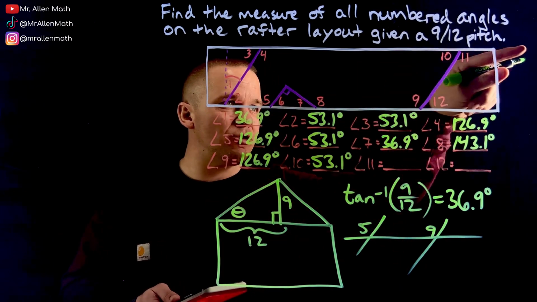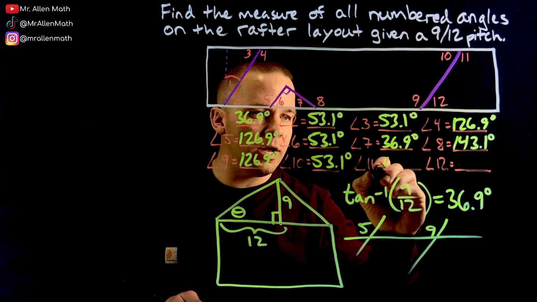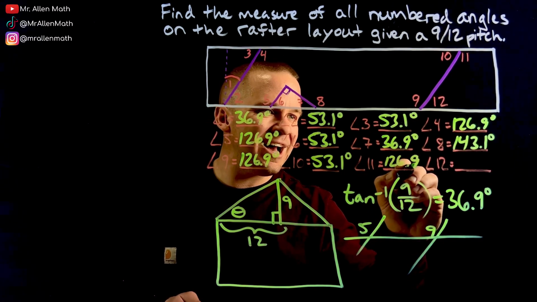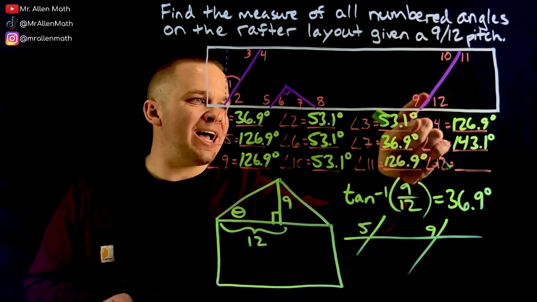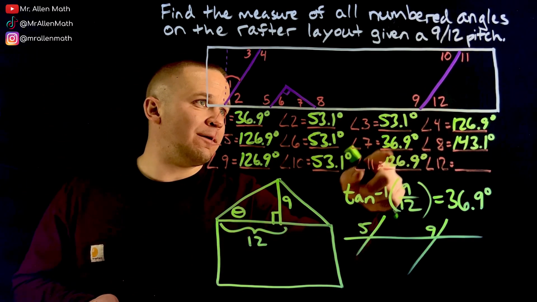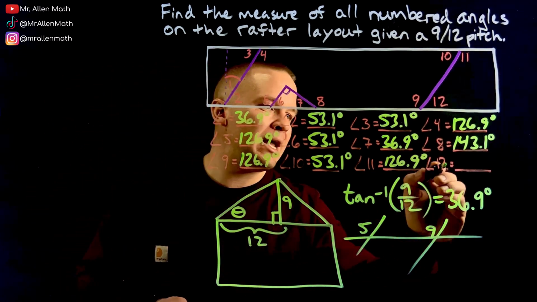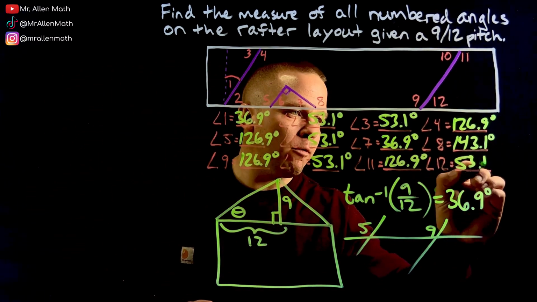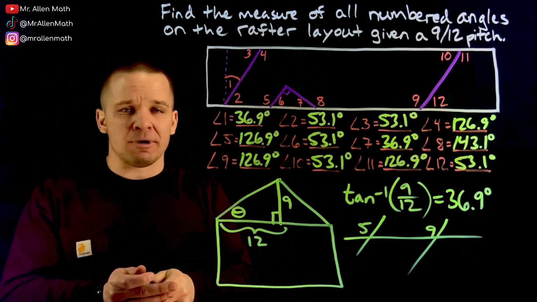11 is going to be supplementary to 10. They're right next to each other. Straight line, hopefully. All right. Depending on where you get your lumber from. So we got 126.9 degrees. And then we got 12. That's going to be supplementary to that. All right. 9 and 12 are supplementary. Or you could say 11 and 12. Those are same side interior angles. They're going to be supplementary. We get 53.1 degrees.